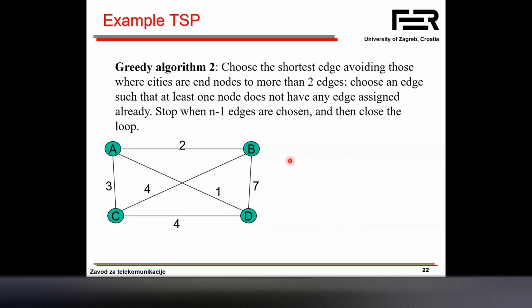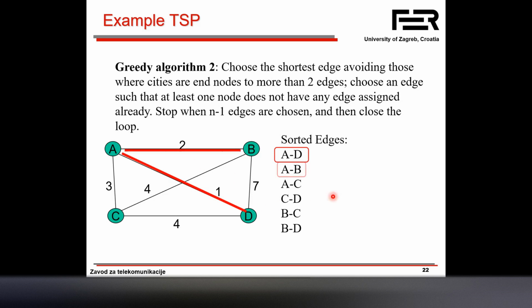The second example is where we choose the shortest edge, avoiding those where cities are connected to more than 2 nodes. Why? Because for each node, we can have only 2 edges, since we're allowed to visit each city only once, sorry, not twice. And this is an example where we have a static heuristic, since these edges don't change. So we sort these edges from the shortest to the longest distance, and their values don't change depending on what we've added already to the solution.